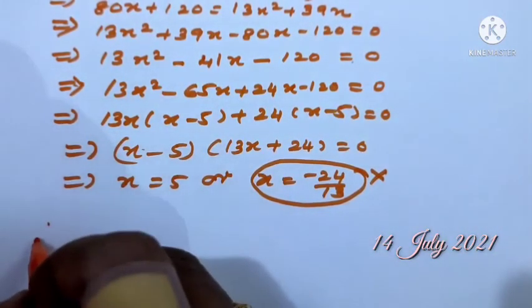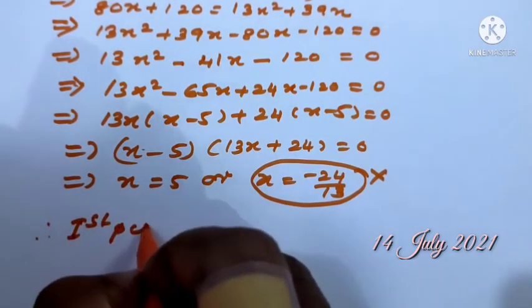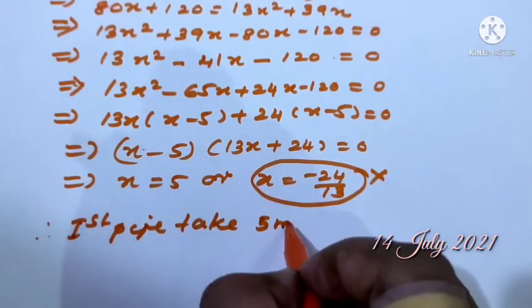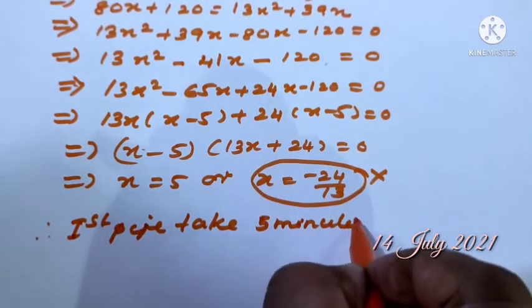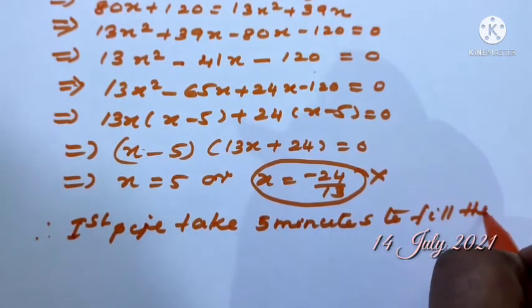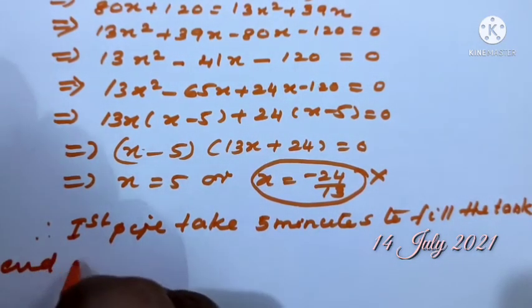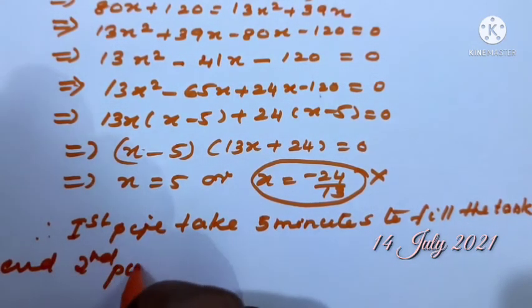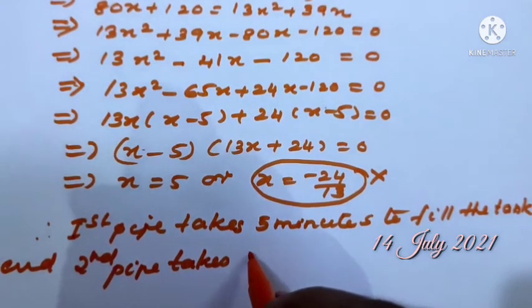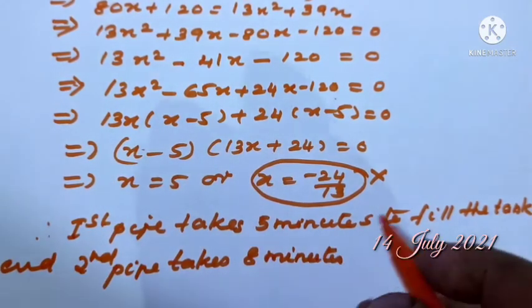So what we can write? First pipe takes 5 minutes to fill the tank, and the second pipe takes 5 plus 3, that is 8 minutes to fill the tank.